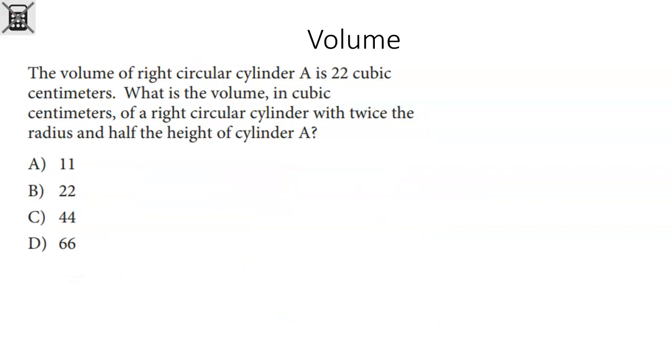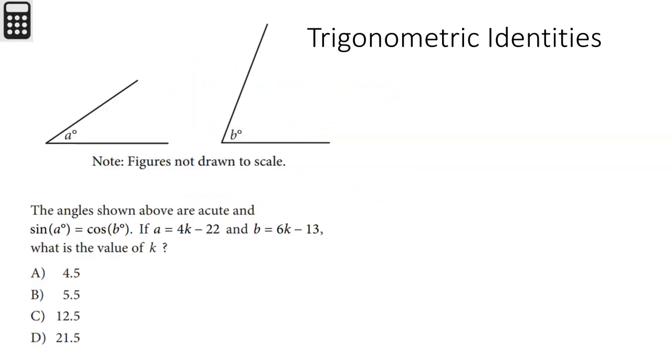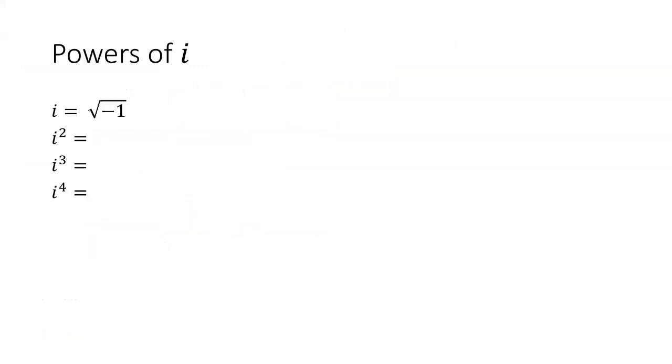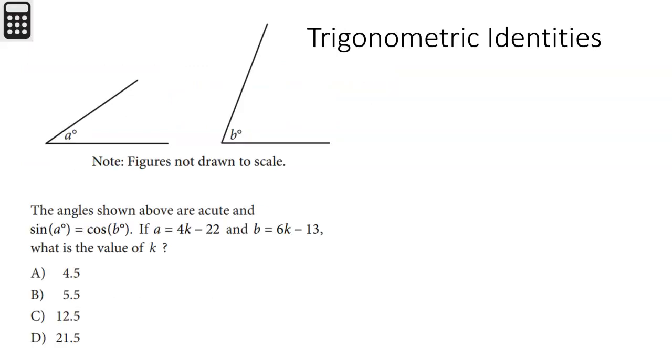Formulas. The formulas for volume are given, cones and spheres, so you'll use those on these. I don't want to spend a ton of time on those. I do want to talk about these real quick. All right. So we have two angles shown. They are acute. Again, not drawn to scale. The sine of angle A is equal to the sine of angle B. We have this identity that sine of an angle is equivalent to cosine of 90 minus the angle.